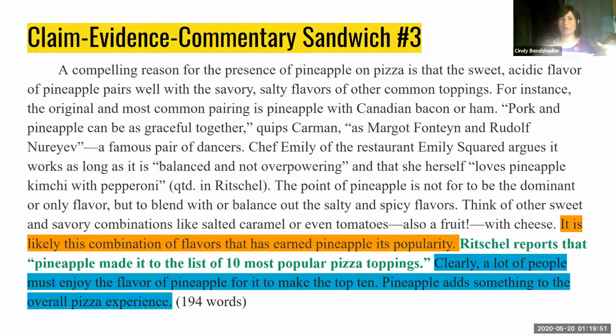I have the quote from Carmen about pork and pineapple being like a pair of dancers. I have Chef Emily saying it should be balanced and not overpowering. Then I make the analogy, I'm arguing from analogy, right? That sweet and savory do go together, because otherwise we wouldn't like salted caramel and we wouldn't like tomatoes with cheese, because tomatoes are sweet. There's a natural sugar in tomatoes. And so I'm having sort of a triple decker sandwich here. It's like when Dagwood in the comic strip Blondie, if you ever read the comics, creates these really tall sandwiches.